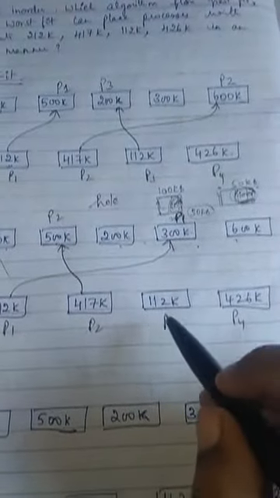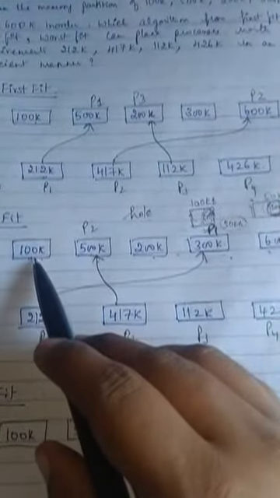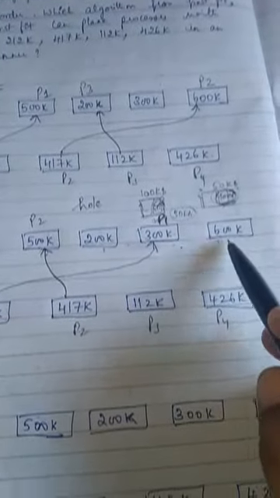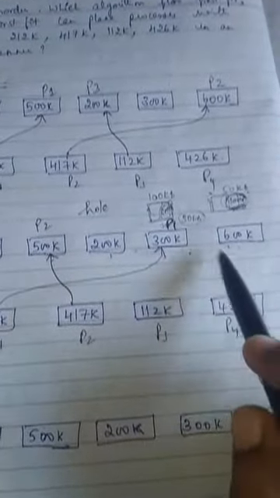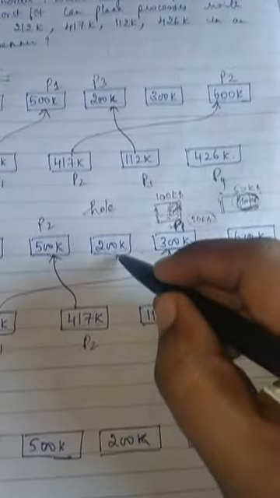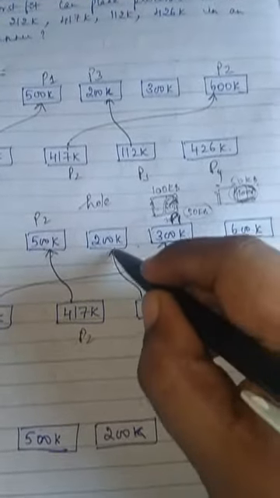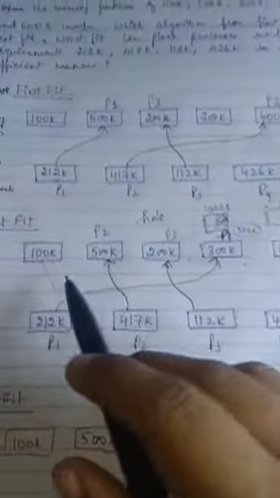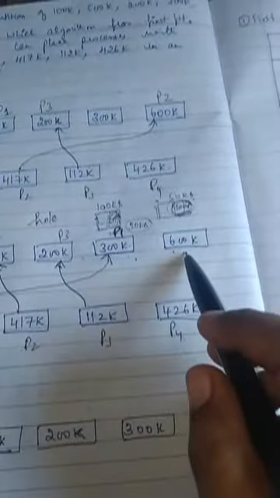Now come to P3, 112. You cannot place here, but you can place either in 200 or you can place it in 600. In which partition remaining will be less, that is 200. So you're going to place P3 here. Now come to P4. Here you can't, but here you can.